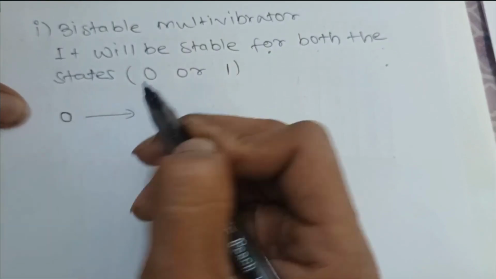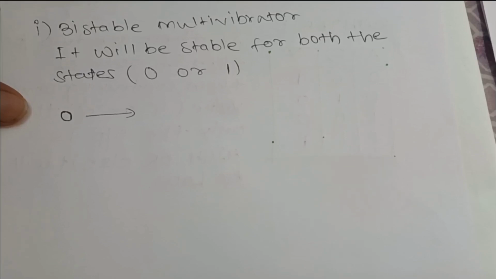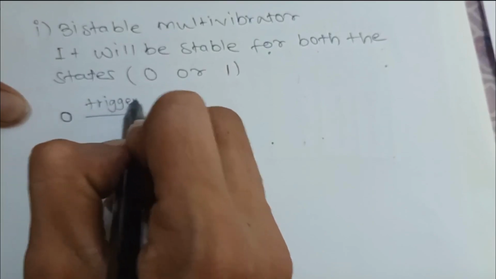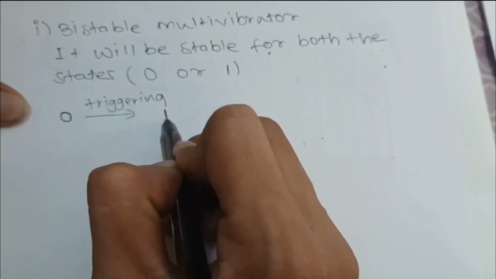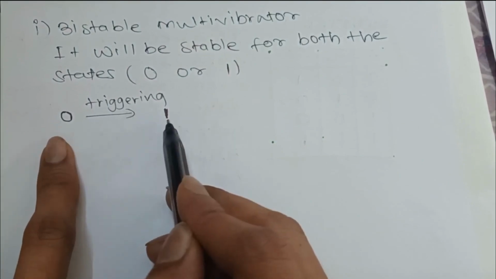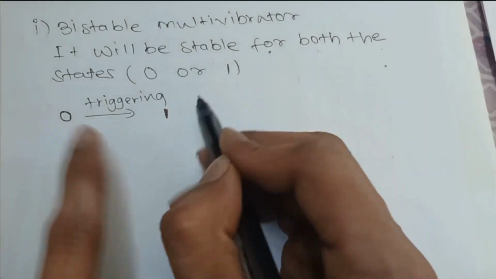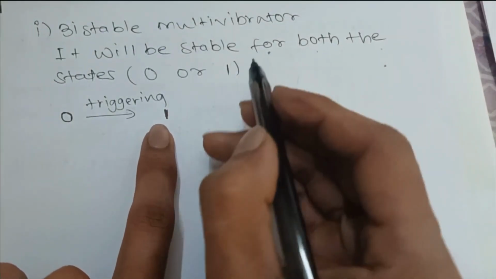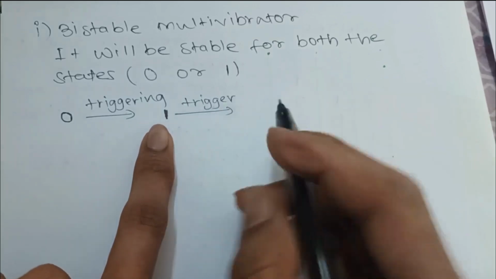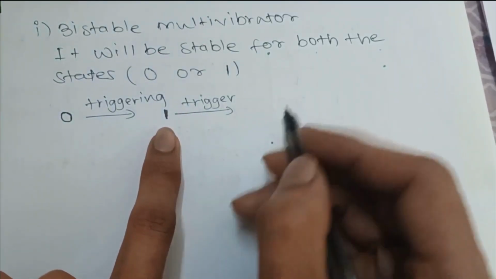When triggering happens, what is triggering? As I told at the beginning of the video, triggering is nothing but a kind of force, a kind of event that should occur, then only the circuit is going to change its state. When triggering happens, then it goes to its next state, 0 or 1. If triggering happens at 0, then it goes to its next state as 1. If your state is now 1 and the triggering happens, then it should change its state from 1 to 0.